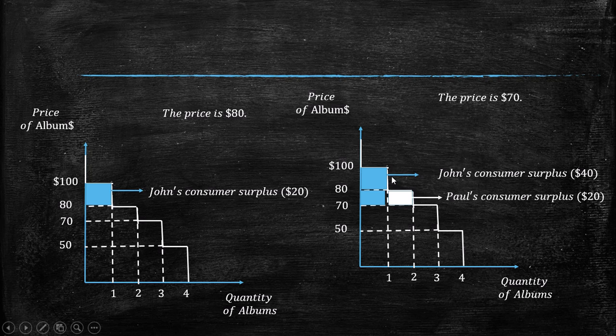In the other case, it's going to be Paul's consumer surplus, which is going to be 10. He was able to pay 80, but instead of 80 he will pay 70. So the consumer surplus is 10, and John's is 30. So in this case, 30 plus 10 is going to be 40. So 40 is the consumer surplus. So we will see as the price goes down, the consumer surplus goes up. Okay?